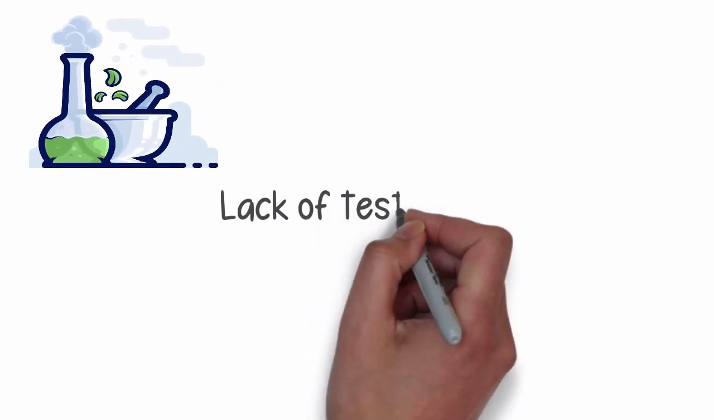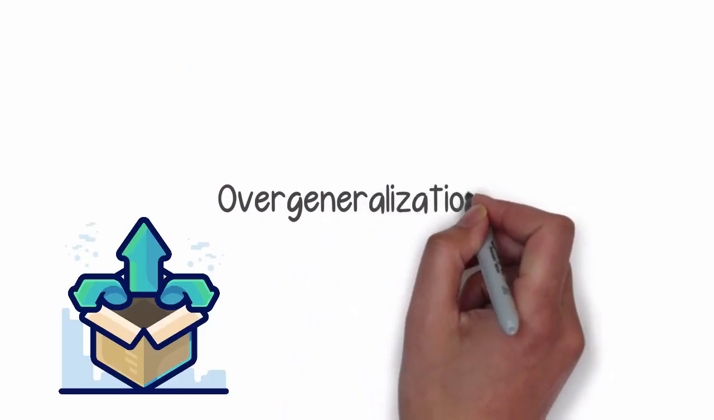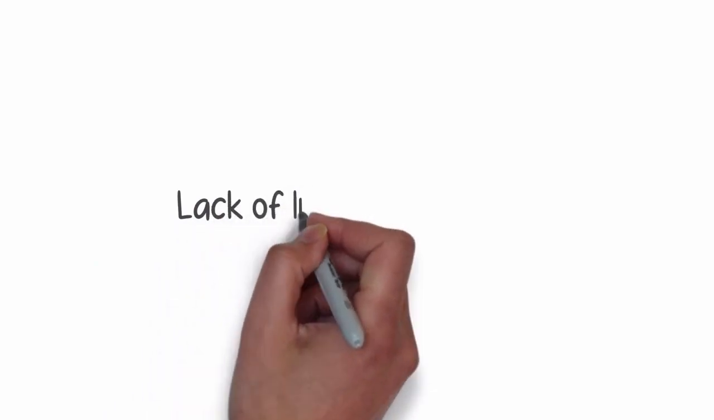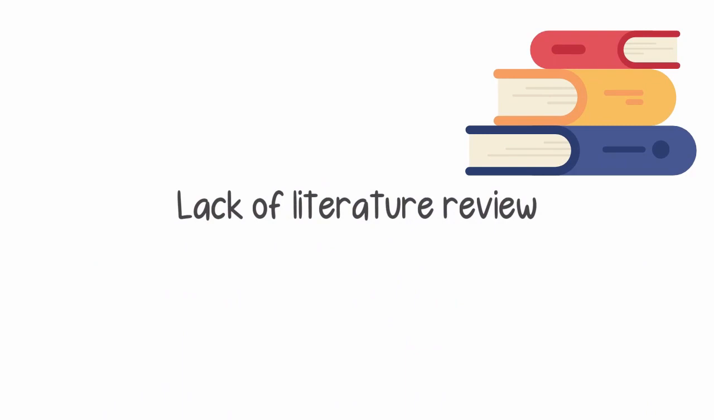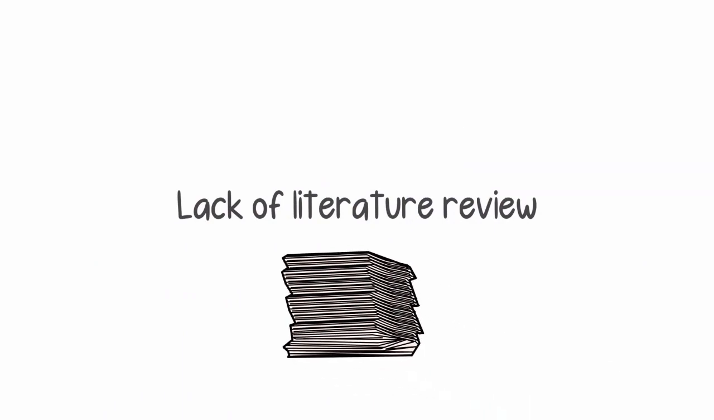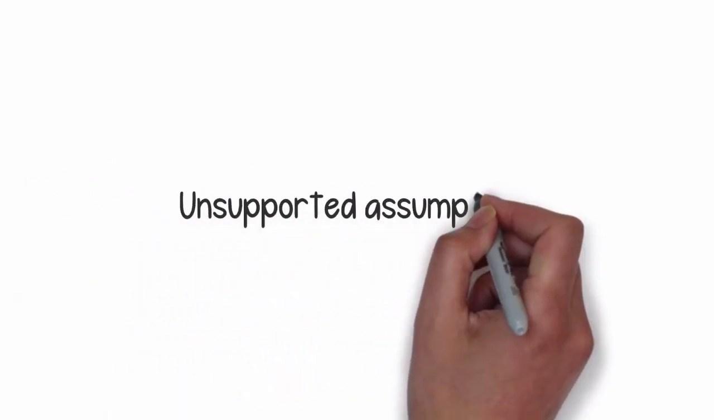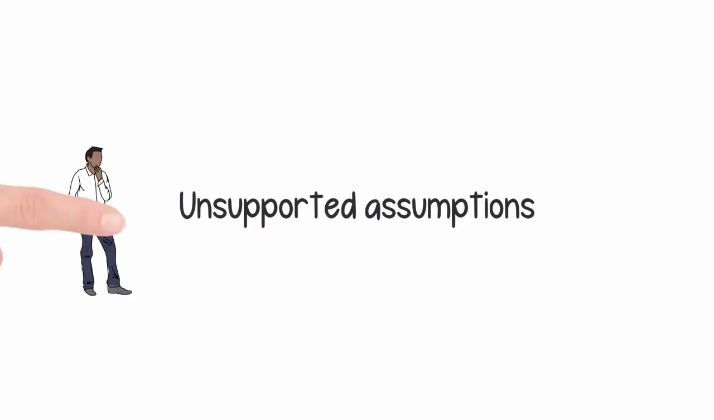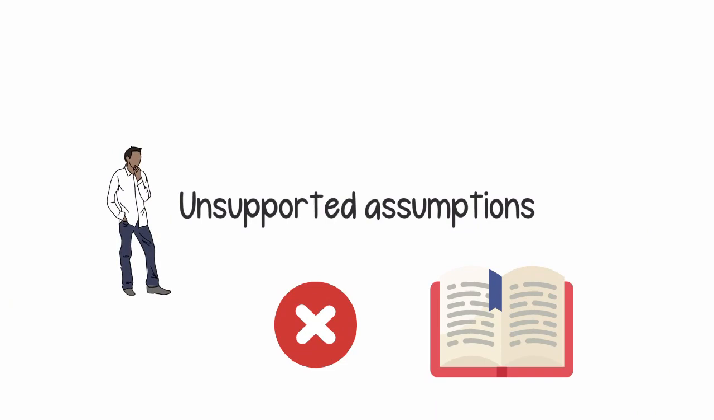Lack of testability. Hypothesis should be testable and measurable. Overgeneralization. Hypotheses should be focused and specific to avoid overgeneralization. Lack of literature review. It is important to conduct a thorough literature review before formulating a hypothesis. Failing to review existing research can lead to redundant or irrelevant hypotheses. Unsupported assumptions. Hypotheses should be based on evidence and logical reasoning. Making unsupported assumptions can weaken the hypothesis.